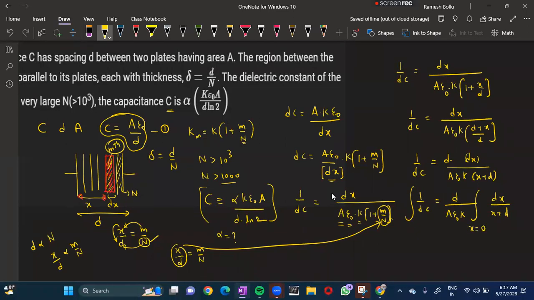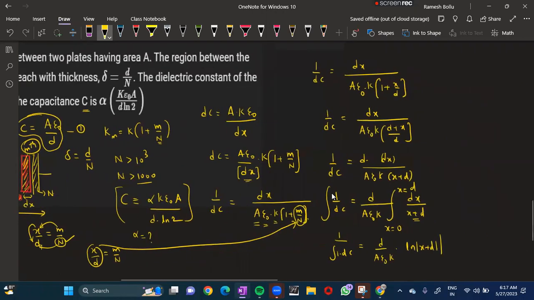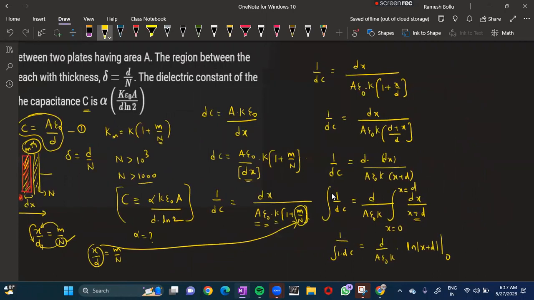Such elements are lying from x equal to 0 to x equal to small d. So integration of 1 by dC equals d by A epsilon naught K times the integration of 1 by (x plus d), which is ln of (x plus d). Put the limits 0 to small d. So 1 by C equal to d divided by A epsilon naught K, bracket ln of (d plus d), that is 2d, minus ln of d.